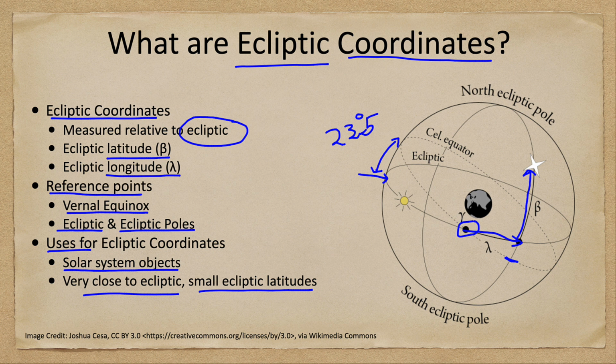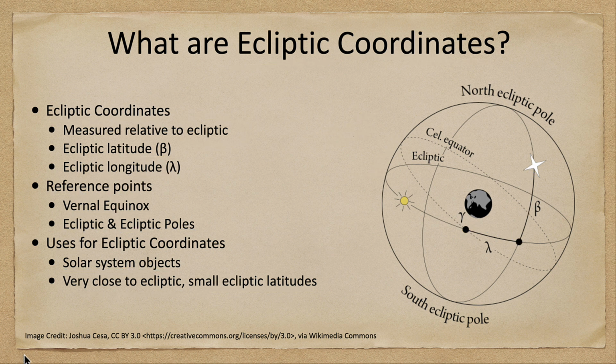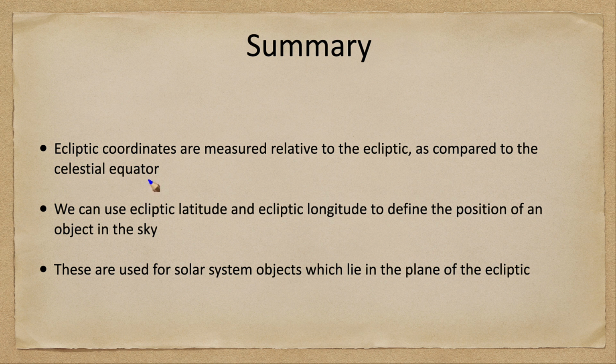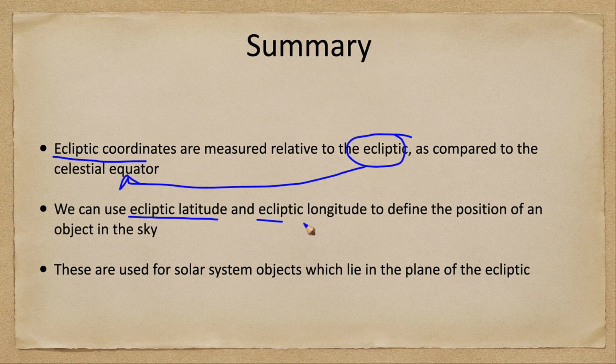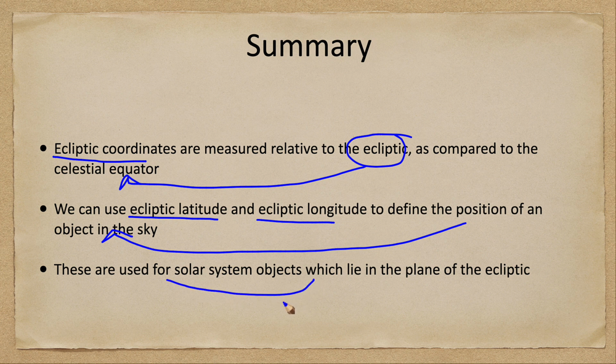It's just that the ecliptic latitudes are all going to be very small because those planets are really very close to the ecliptic. So let's go ahead and finish up here with our summary and talk about what we've looked at. And what we've said is, first of all, that ecliptic coordinates are measured relative to the ecliptic, not the celestial equator, as with the previous coordinate system we looked at. We can use the ecliptic latitude and longitude to define the position of an object on the sky. And we talked about how these are used for solar system objects, which generally lie in the plane of the ecliptic. So that concludes this celestial sphere discussion on ecliptic coordinates.